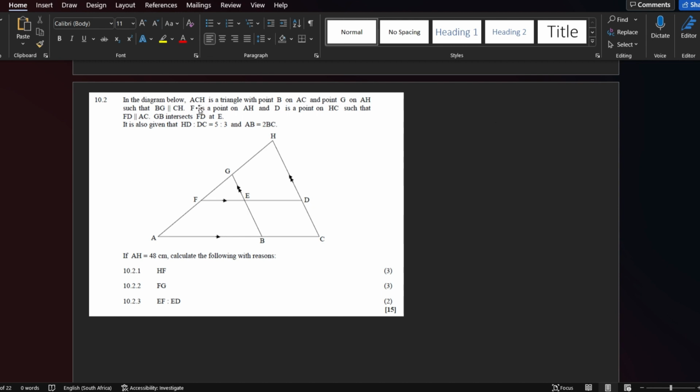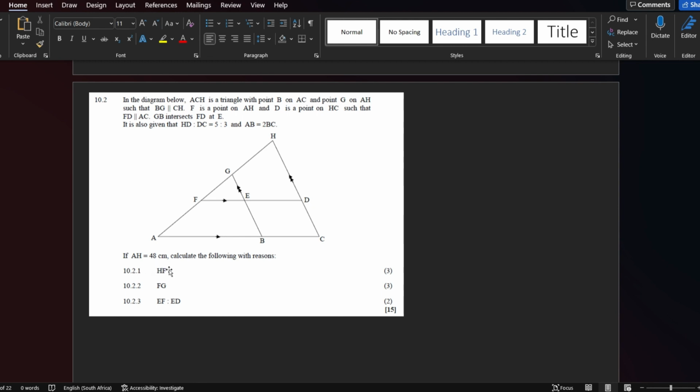So they tell us in the diagram below, ACH is a triangle with point B on AC and point G on AH such that BG is parallel to CH. F is a point on AH and D is a point on HC such that FD is parallel to AC. GB intersects FD at E. It is also given that HD to DC is in the ratio 5 to 3, and that AB is twice BC. Okay, and now they tell us AH, this whole length, is 48 centimeters. Calculate the following with reasons.